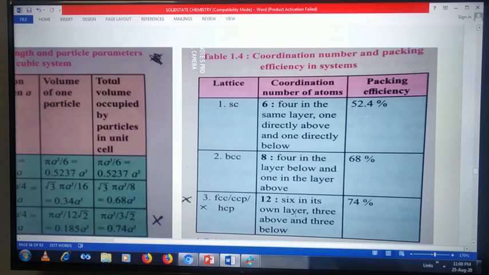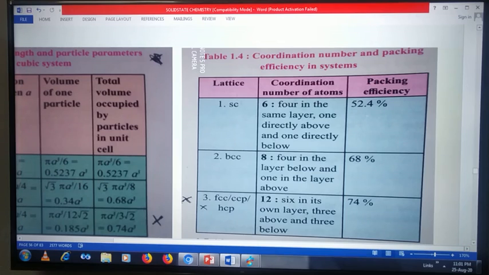And similarly for FCC or CCP or HCP, there is a coordination number 12, as we already discussed. In this case there are 6 from the one layer, 3 from the above layer and 3 from the below layer. So total there are 12, and here we can say 74% space is occupied in FCC, CCP or HCP. In this case the spheres are more closely arranged, in close proximity, a compact structure is obtained, and so it occupies 74% space.